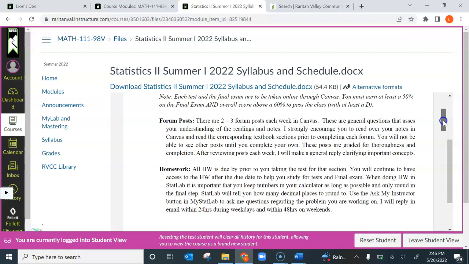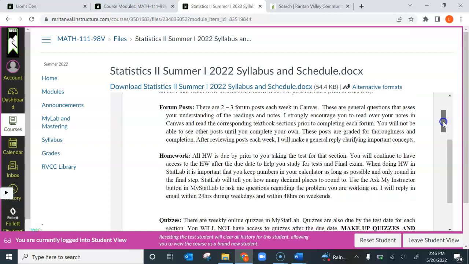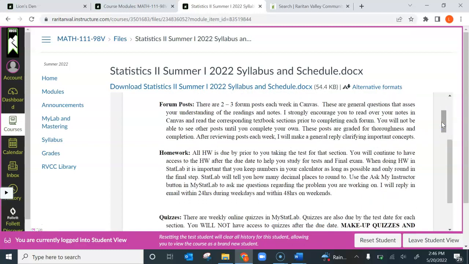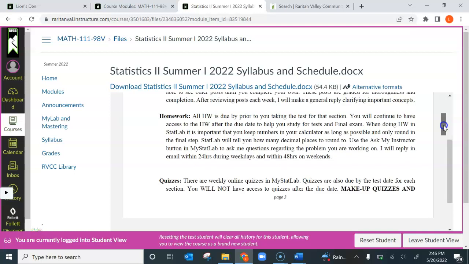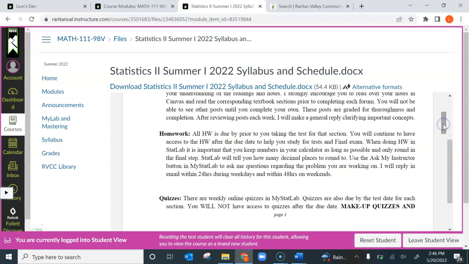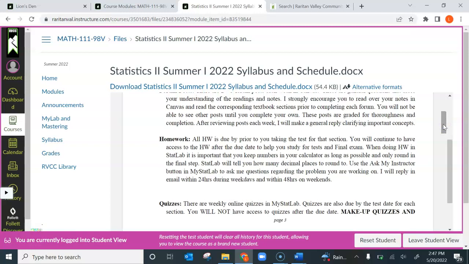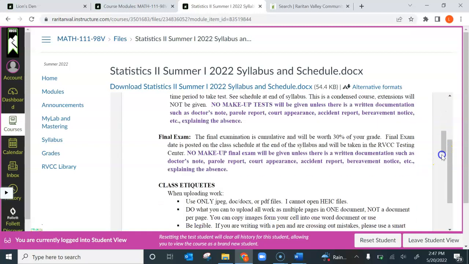So the forum post, we'll go over those. There are about 2 or 3 each week. Again, this is just content clarification questions to make sure you understand what's going on. The homework, the quizzes, these forum posts, there are weekly due dates, but everything has to be completed before you go in and take that test. So look at those test dates. That is the final date I will accept any homework, quiz, or forums from you. And I'll go over that with the schedule in a minute.